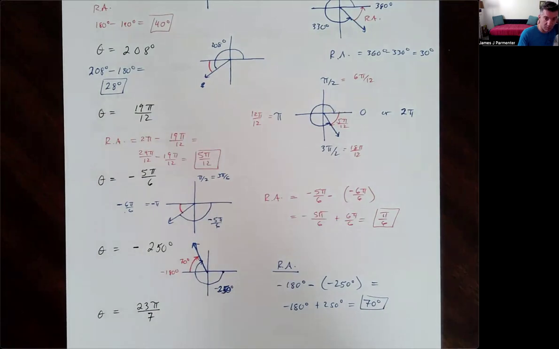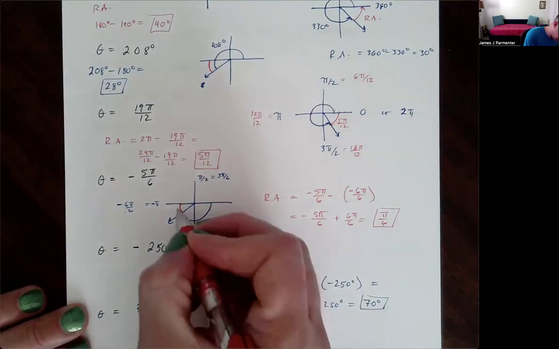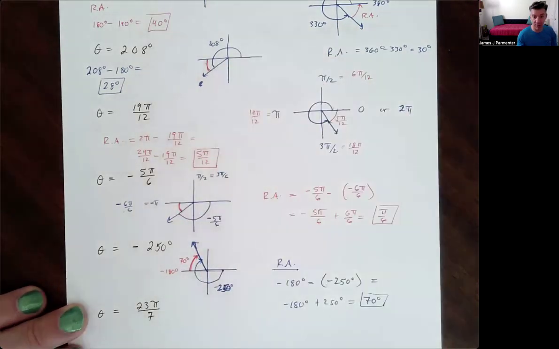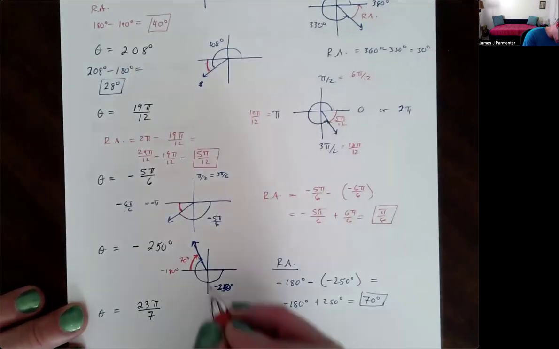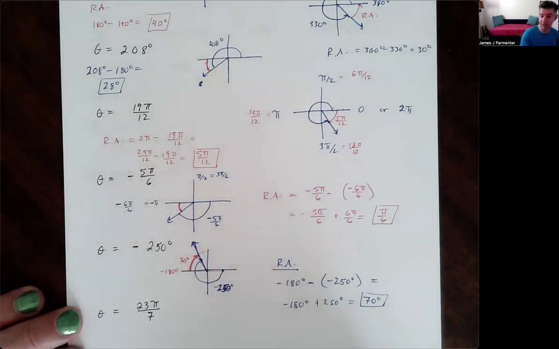I will point out, we're always measuring to the x-axis, right? We're always measuring from our angle to the x-axis, every time. Never, never, never to the y-axis. So here, it would be incorrect to say that the reference angle was 20 degrees, right? We're not measuring to the y-axis, we're measuring to the x-axis.